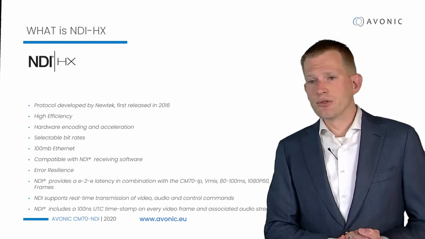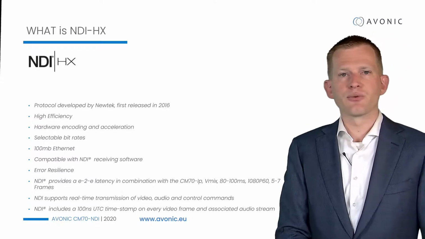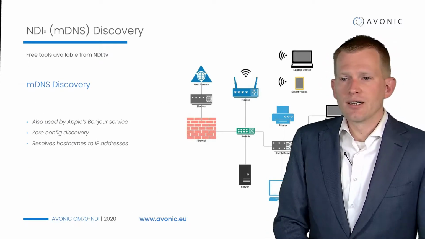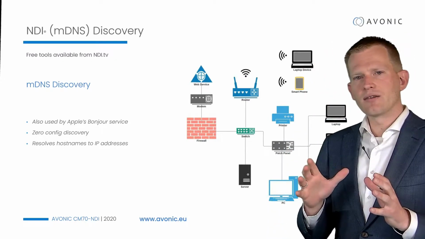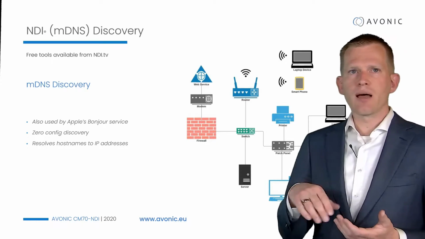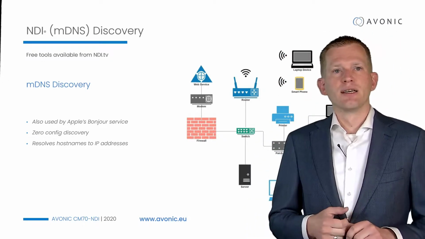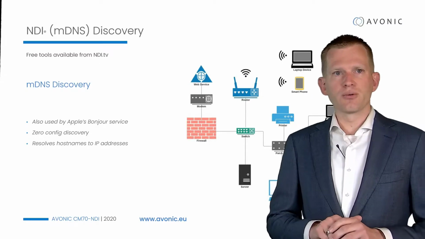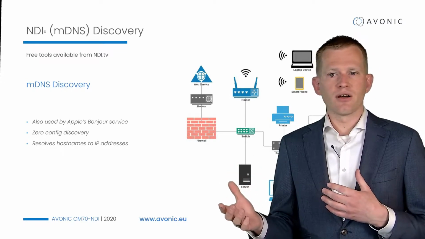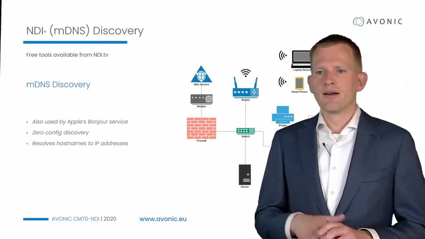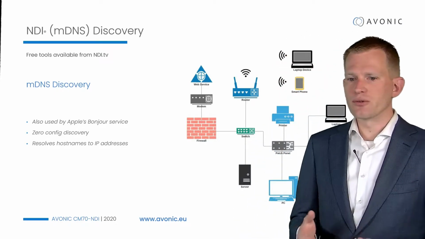NDI also includes control, and I'll be talking about those kinds of details a little bit later on in this webinar. So let's move forward. One of the big benefits of NDI is that it has an automated discovery protocol built in. It's using mDNS discovery, which is a standard on IP infrastructure. It's a zero config discovery tool, and it's, for example, also used in Apple's Bonjour service, where a lot of printers are discovered, and those kinds of print services on the network make themselves known to be available.